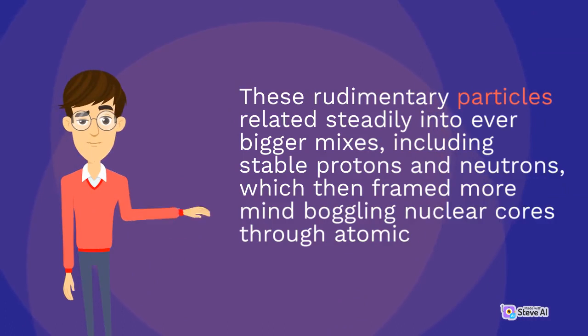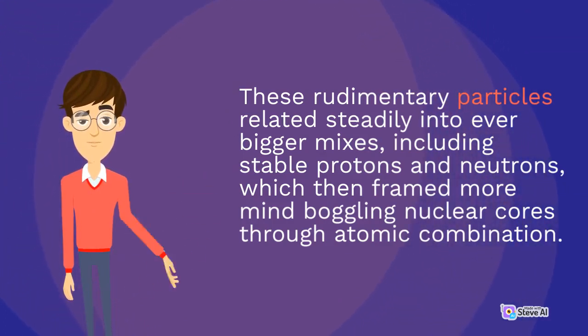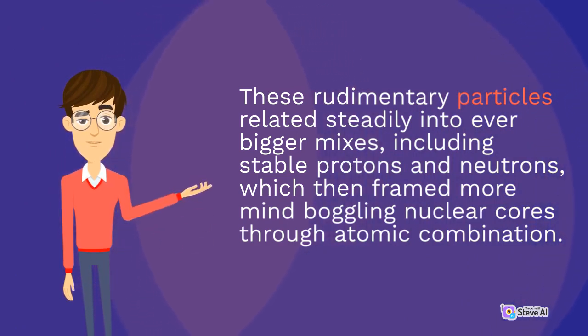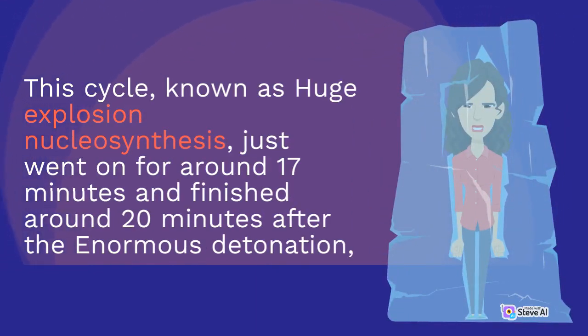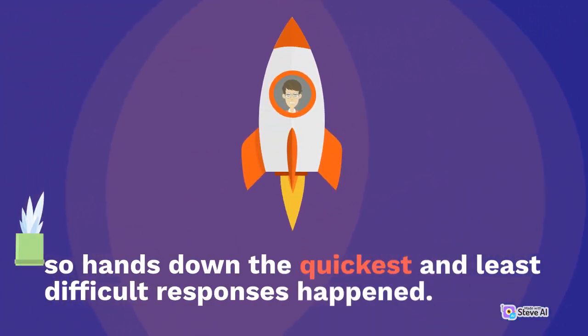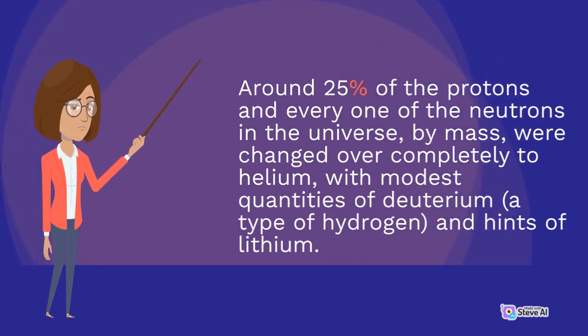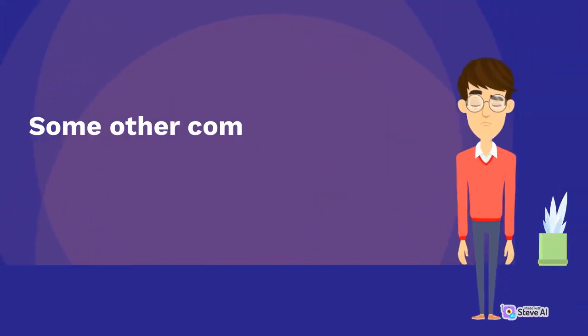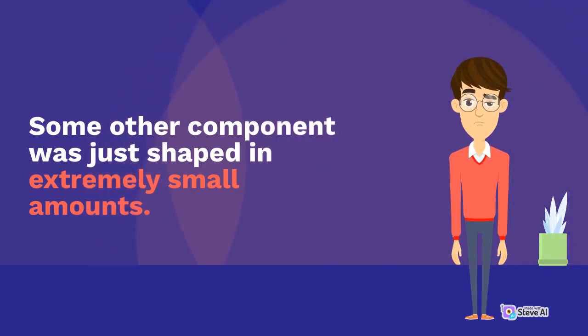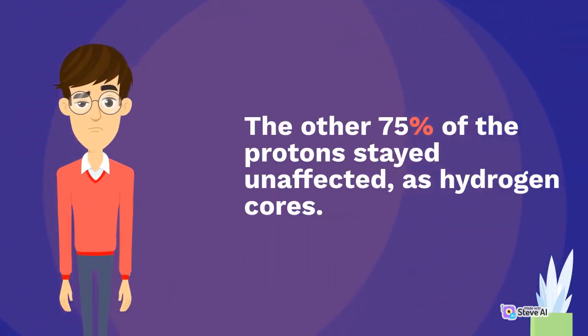These elementary particles associated stably into ever larger combinations, including stable protons and neutrons, which then formed more complex atomic nuclei through nuclear fusion. This process, known as Big Bang nucleosynthesis, only lasted for about 17 minutes and ended about 20 minutes after the Big Bang, so only the fastest and simplest reactions occurred. About 25% of the protons and all the neutrons in the universe, by mass, were converted to helium, with small amounts of deuterium, a form of hydrogen, and traces of lithium. Any other element was only formed in very tiny amounts. The other 75% of the protons remained unaffected, as hydrogen nuclei.